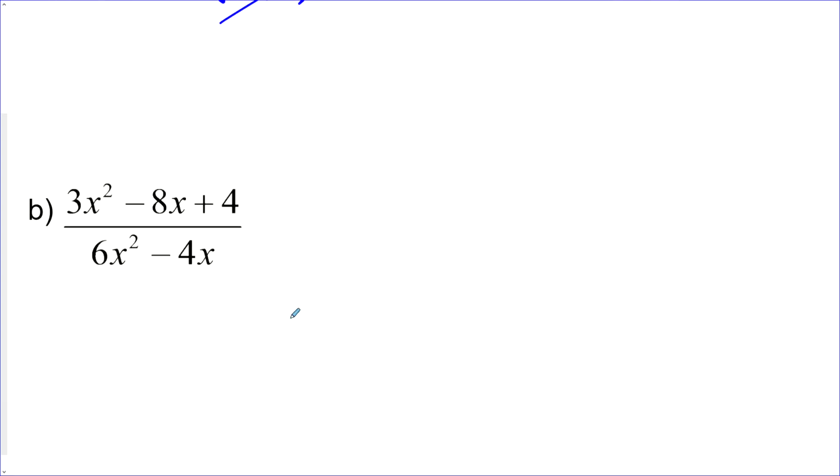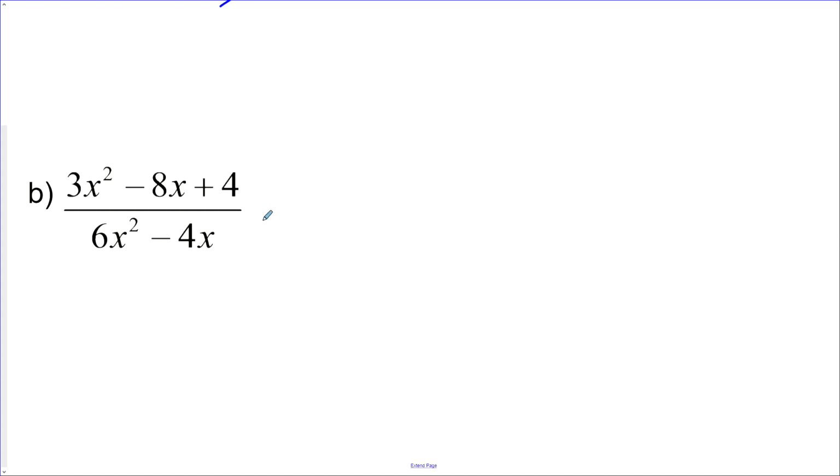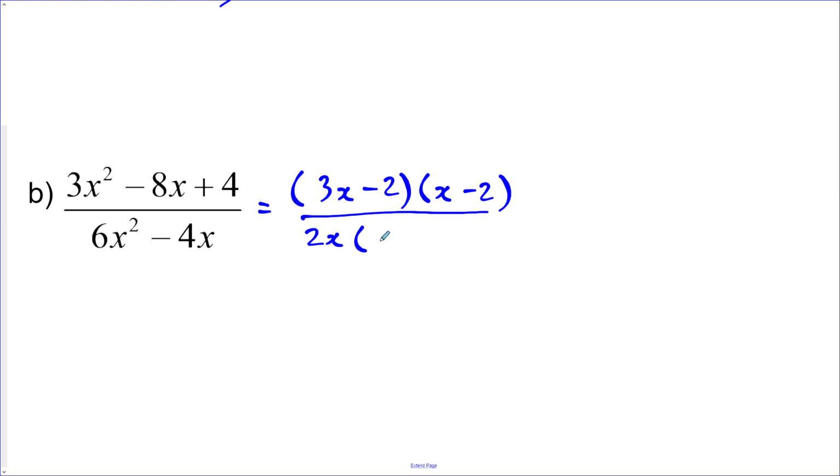3b, let's start by factoring both quadratics here. In the numerator, I have 3x minus 2 and x minus 2. In the denominator, I have a common factor of 2x. I'll factor that out, and I'm left with 3x minus 2.